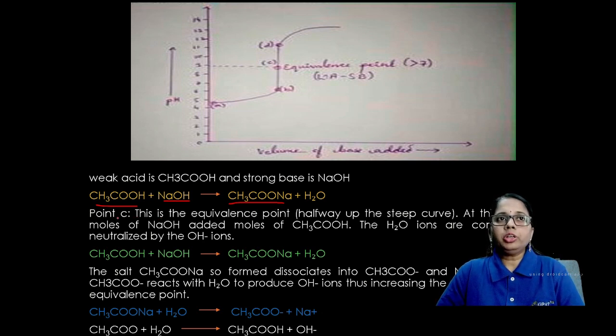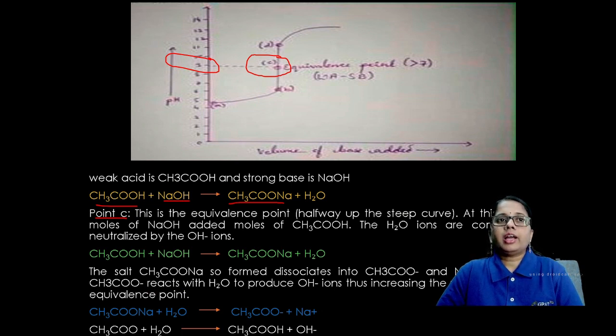Thereby you are going to see the point C at the halfway of the steep, how we are going to see the end point. So half of the pH you are going to see here. The H3O plus ions are completely neutralized by the OH minus ions. So CH3COOH plus NaOH is going to give you sodium acetate plus water. The salt sodium acetate so formed dissociates into acetate ions and sodium ions. This acetate, that means the conjugate base, reacts with the water to produce OH minus ions, which increases the pH to 9.